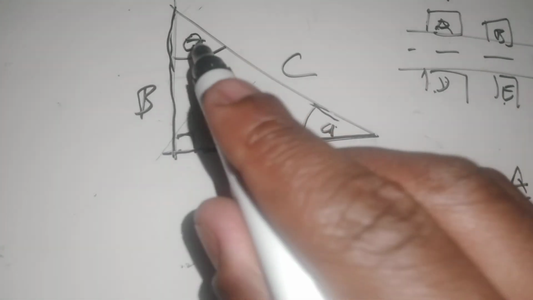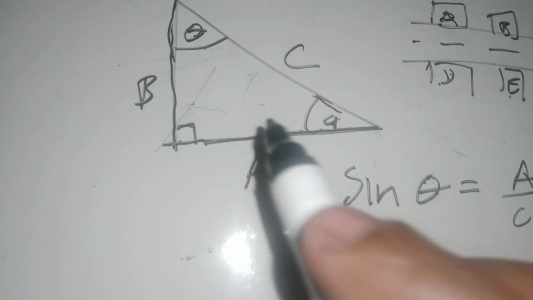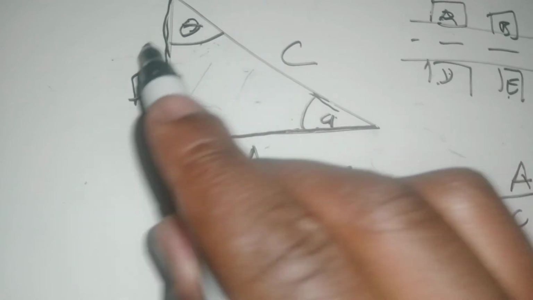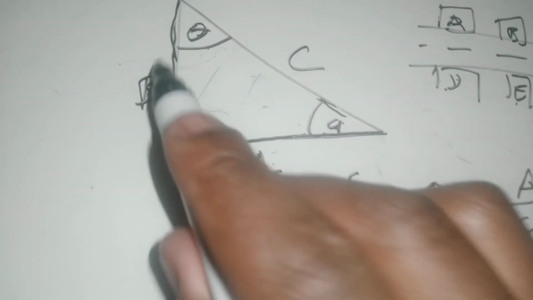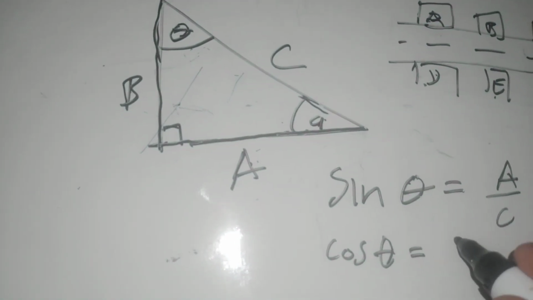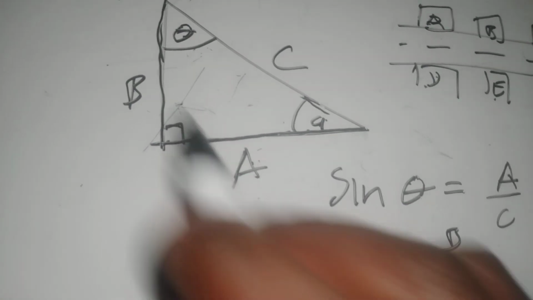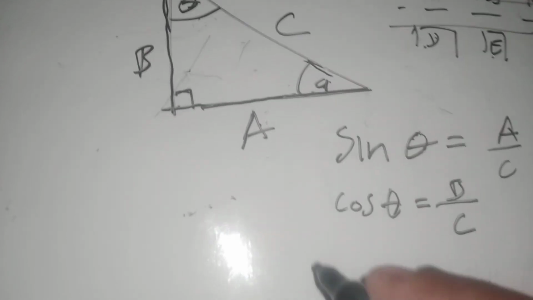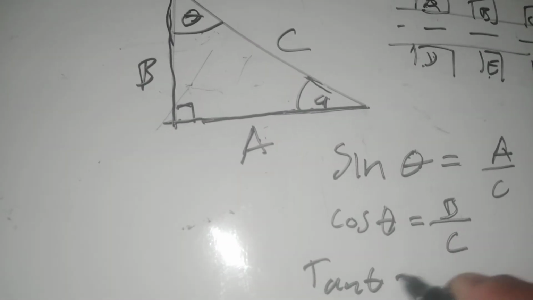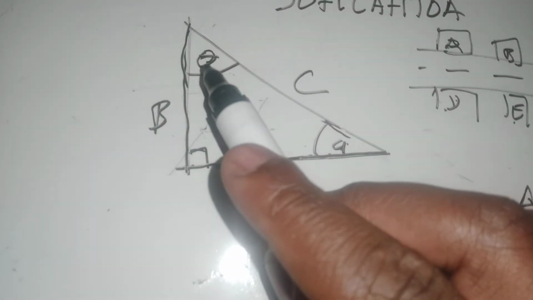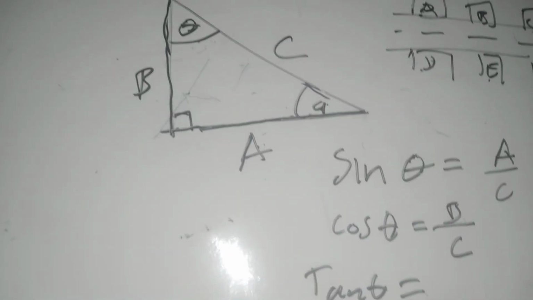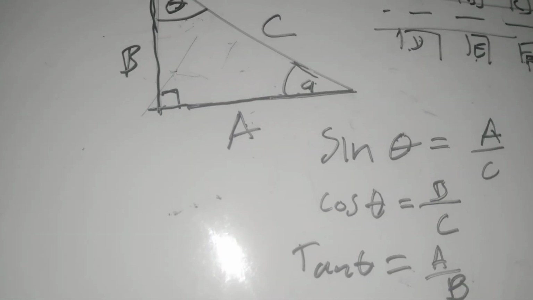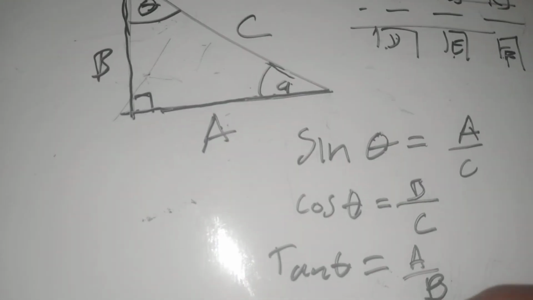So this angle is directly facing this side, so this is our opposite, right? And the side that is exactly next to this angle is this side, so it's our adjacent. Our adjacent is B, this side is next to this angle, and our hypotenuse is C. And then what about tan theta? Tan is opposite over adjacent, so it's A over B, and that's it.